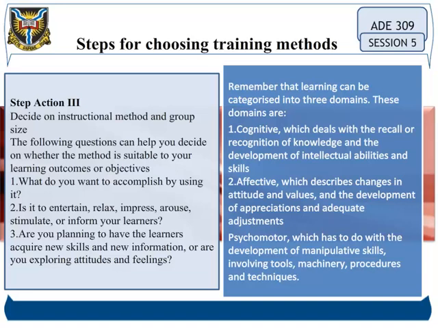These domains are 1. Cognitive, which deals with the recall or recognition of knowledge and the development of intellectual abilities and skills. 2. Affective, which describes changes in attitude and values and the development of appreciations and adequate adjustment. 3. Psychomotor, which has to do with the development of manipulative skills involving tools, machinery, procedures, and techniques.